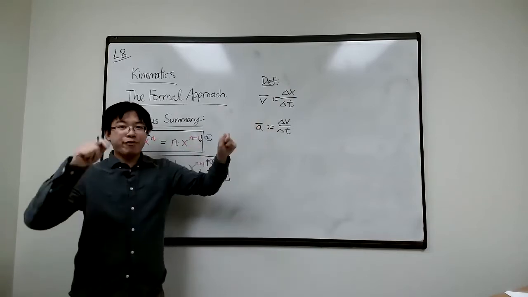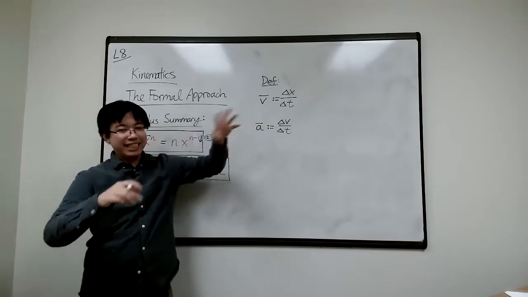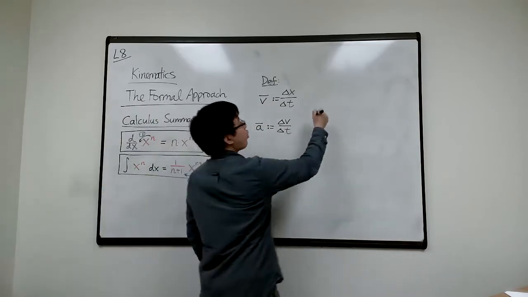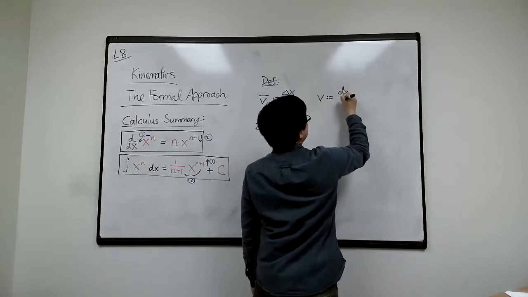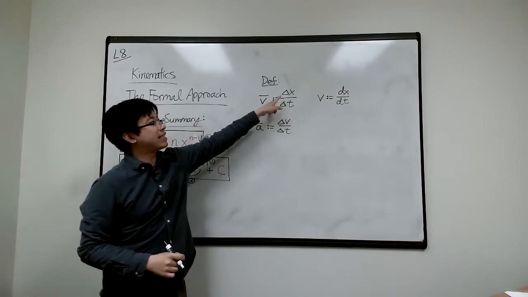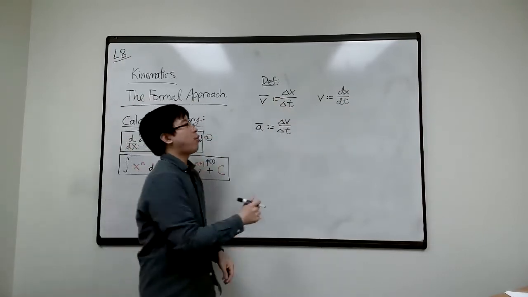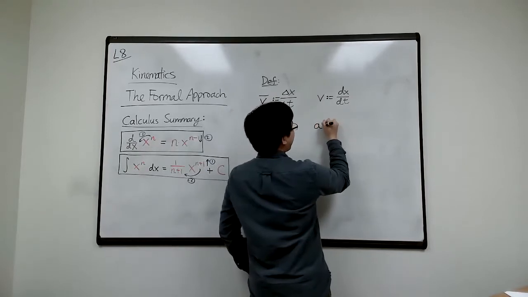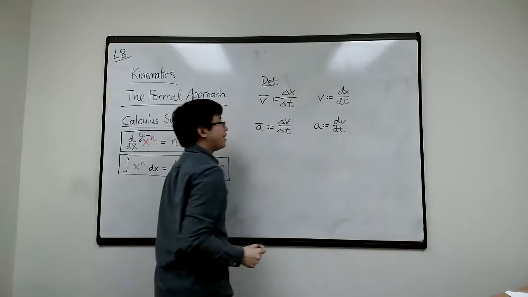However, that's only average, right? Because things can change if you look at the graph of x and t, it can change along the way. So what about instantaneous velocity? It is dx/dt. It's basically the slope of it. This was the slope of the xt graph, but now you look at the slope at a specific point, right? So same thing, instantaneous acceleration, we call it dv/dt, right?